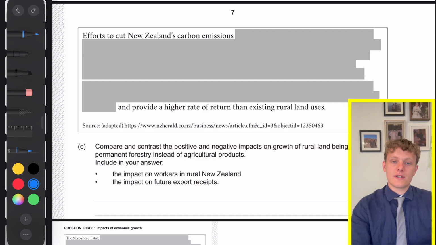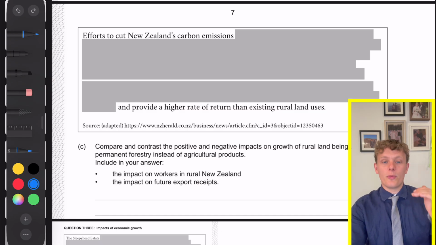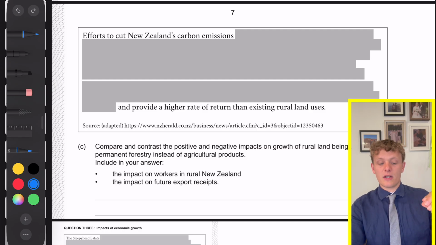In this section, it's kind of hinting that we want to transition from dairy into forestry, just as we looked at up here. So compare and contrast the impacts. We're literally just going to go through the bullet points. We're going to say positive, negative, positive, negative.